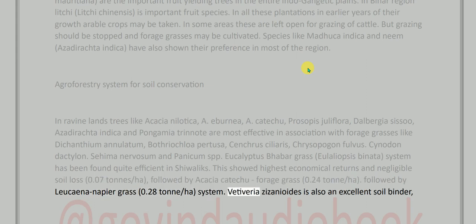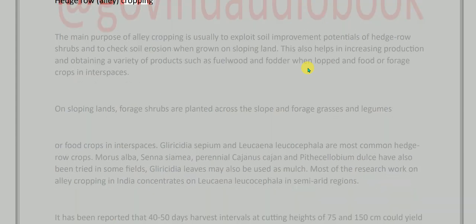Vetiveria zizanioides is also an excellent soil binder. Hedgerow, alley cropping. The main purpose of alley cropping is usually to exploit soil improvement potentials of hedgerow shrubs and to check soil erosion when grown on sloping land. This also helps in increasing production and obtaining a variety of products such as fuel wood and fodder when lopped and food or forage crops in interspaces.